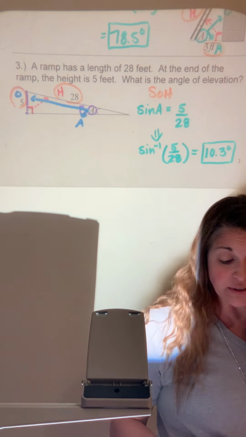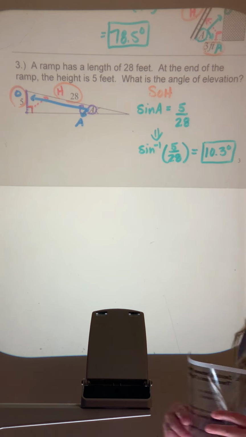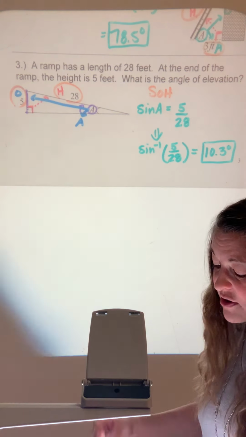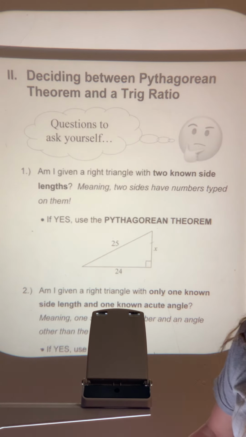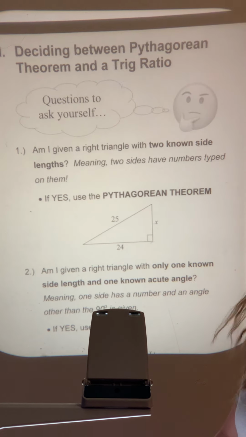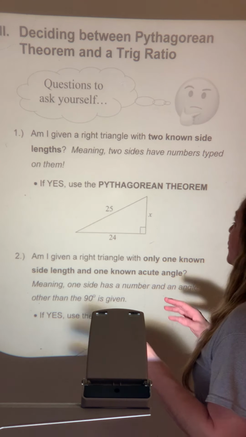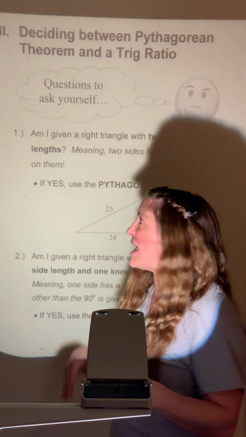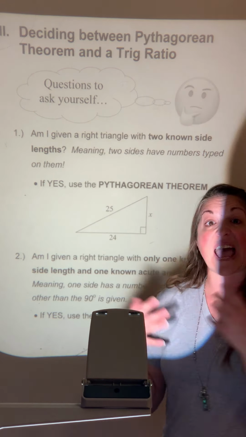The last thing we're going to talk about is really just making sure that we're pulling everything from this unit all together. So instead of just asking you about the trig functions, I just want to make sure, are we clear as far as what's the difference between using the Pythagorean theorem and a trig ratio, okay? So just questions to ask yourself.